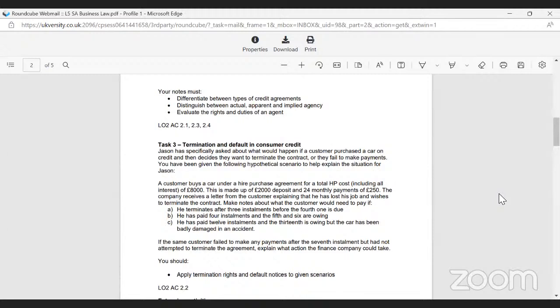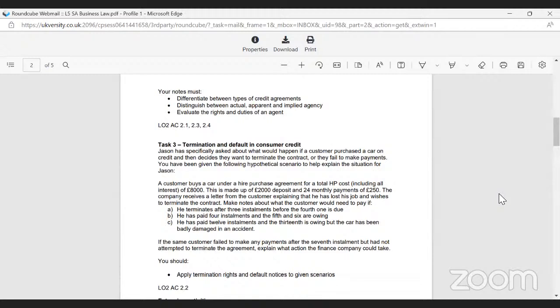A customer buys a car under a hire purchase agreement for a total HP cost, including all the interest, of £8,000. This is made up of a £2,000 deposit and 24 months of payments of £250. The company receives a letter from the customer explaining that he has lost his job and wishes to terminate the contract. Make notes about what the consumer would need to pay.